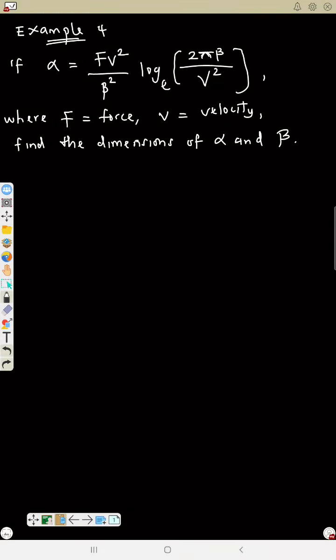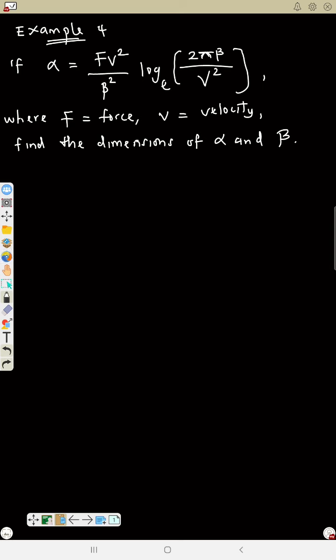Example 4. If alpha is equal to fv squared over beta squared, log base e of 2 pi beta over v squared, where f is force and v is velocity, find the dimension of alpha and beta. So what is the dimension of beta here in this question? Now we have principle and techniques already.